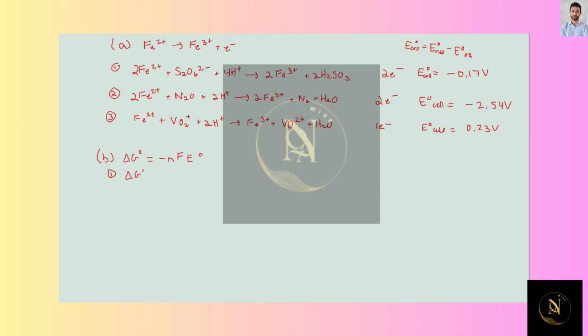So delta G is equal to negative N, the number of electrons. For this first one, that was 2 moles of electrons that were transferred, times Faraday's constant, which is 96,485 coulombs per mole. That would be per mole of electrons, so that cancels there. Times the E cell, so that was times a negative 0.17 volts.